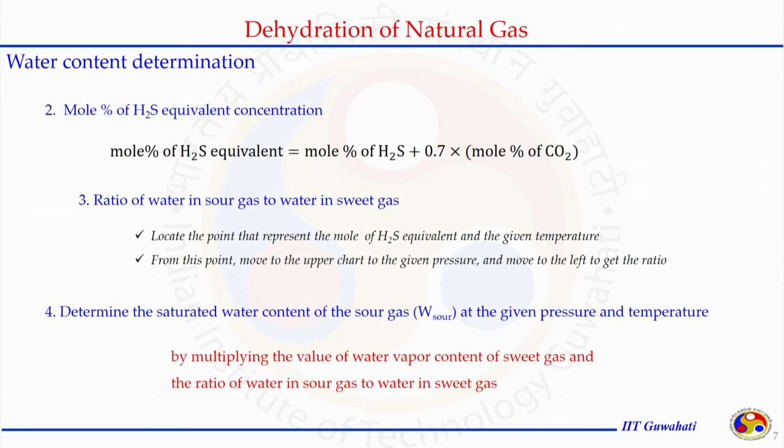And for correcting the sweet gas to sour gas, we can calculate the H2S equivalent using this formula. Going into the right hand chart, we can find the point that represents the percent of H2S equivalent and the temperature. Going vertically upward on the chart, we can calculate the ratio that shows the sour gas to sweet gas ratio, and as we already know the water content in the sweet gas, we can calculate the water content in the sour gas. With this procedure, we are able to determine the water content in the sour gas.